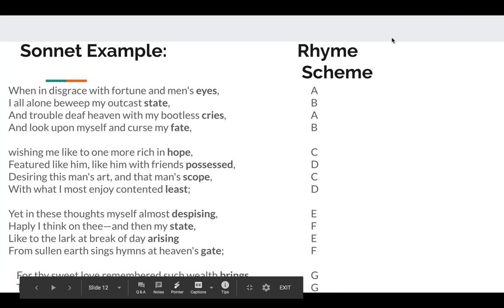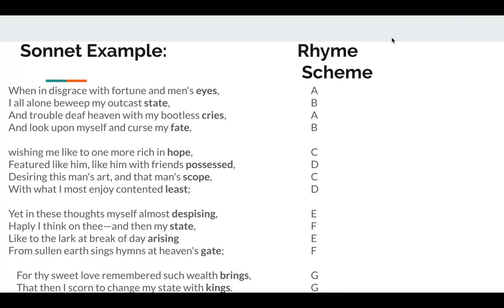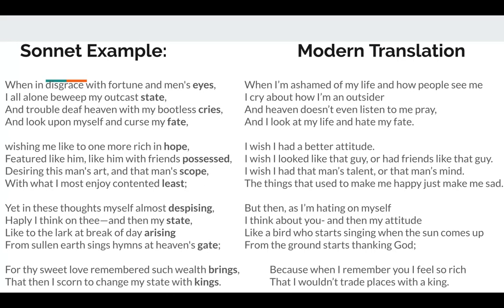Now, when you read poetry, what you want to do after you read this thing one time is say, okay, what does that mean? Literally, how can I translate that? And lucky for you, Mr. Pruitt has done that for you. So here's the modern translation. So we see the first line here.